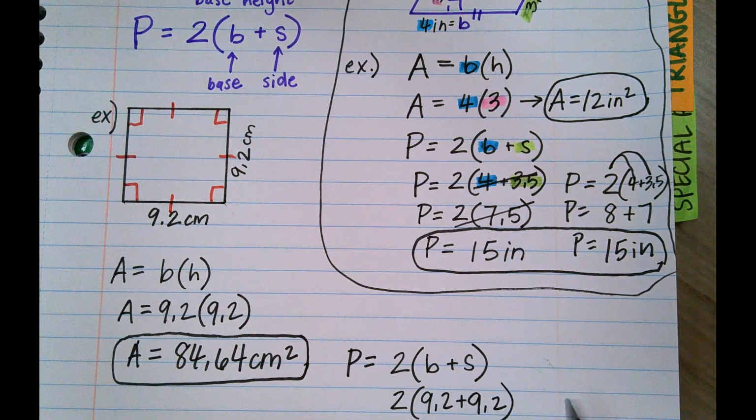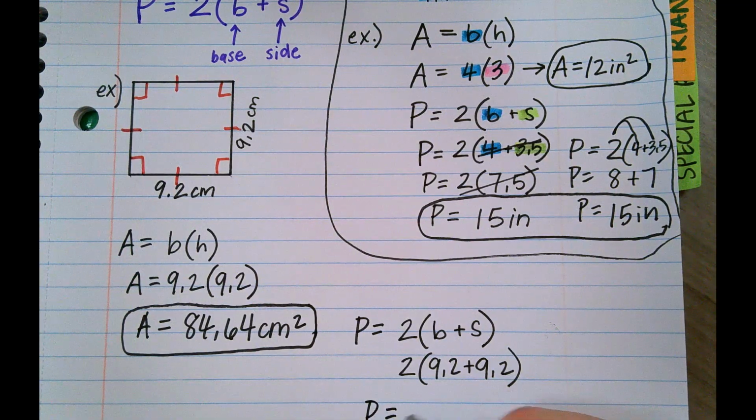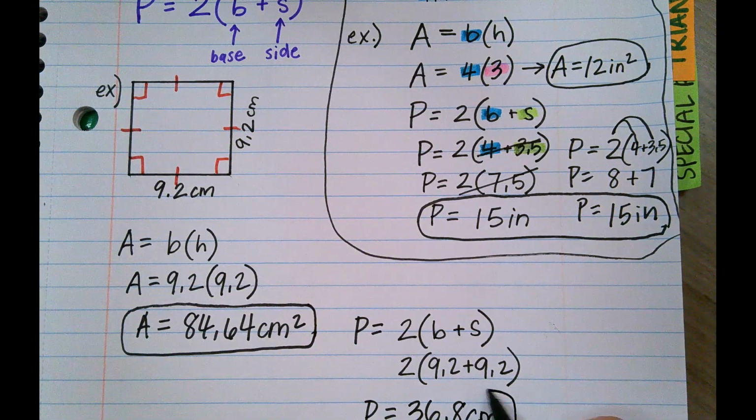There's an easier way to do this. Times 2 times 2. Let's see, what do we get? 9.2 times 2. 36.8. That's the answer. Good. So perimeter is 36.8 meters.